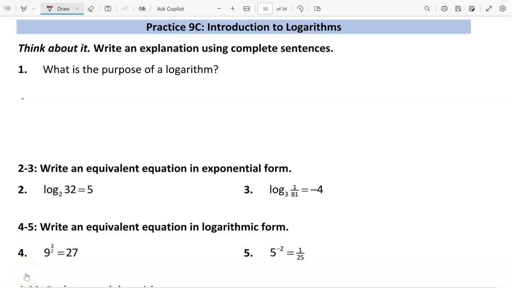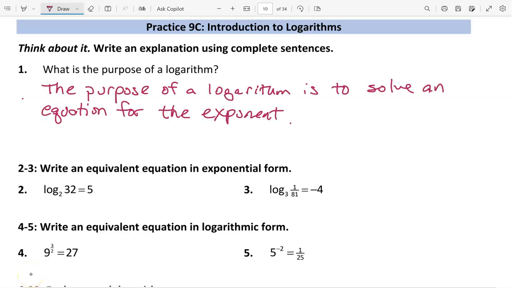This is a video walkthrough for Practice 9C. In number 1, we're asked what the purpose of a logarithm is. And the purpose of a logarithm is to solve an equation for the exponent.